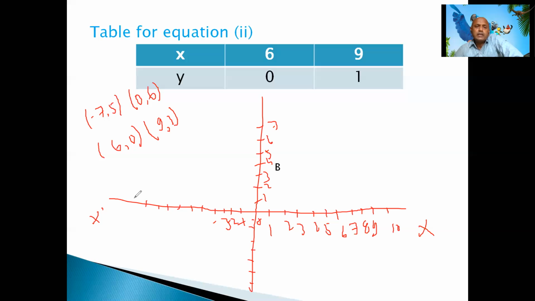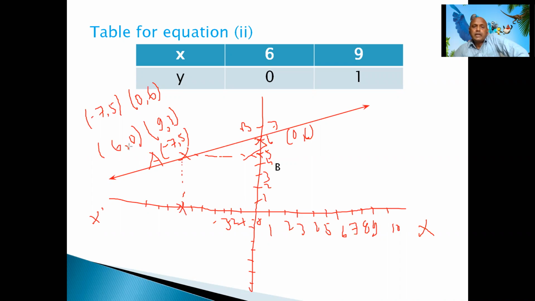So first point is minus 7. 1, 2, 3, 4, 5, 6, 7. This is minus 7 and 5. So this is 5. You draw like this and you will get point A. Its coordinate is minus 7 and 5. And second coordinate is 0 and 6. So it is here, 0 and 6. That is point B. Now draw a straight line. AB you will get like this.